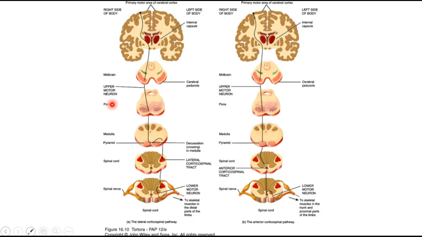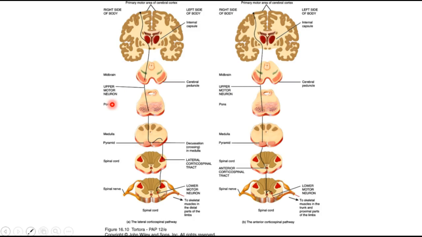This axon's still the first order neuron. We're still on the first order neuron here. That's going to emerge when it's time to innervate the thing and immediately synapse in the ventral gray horn of the spinal cord. So here is the second order neuron. Cell body, it's in the ventral gray horn of the spinal cord. Again, that does have clinical significance for you. And now we should be back on familiar territory because you know that ventral gray horn is for motor neurons.